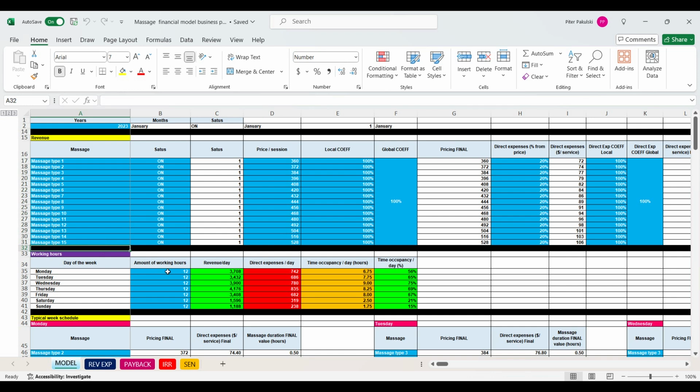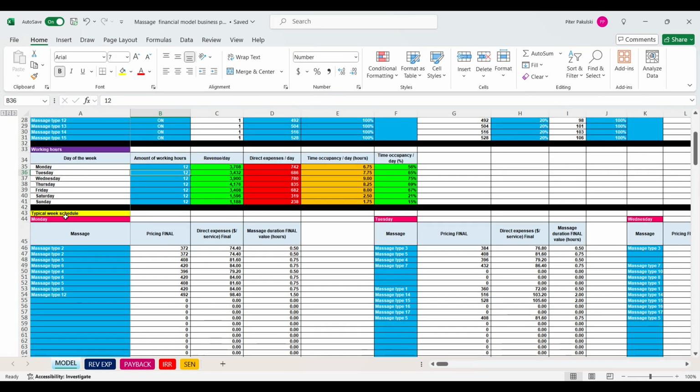Next block of inputs. Here, we start dealing with a typical week. First column sets up the amount of working hours per day. This model calculates daily revenues, direct costs, and the amount of hours needed to do the amount of services that we will be specifying later. Last column is time occupancy. If this parameter is bigger than the working hours, we will see red color here.